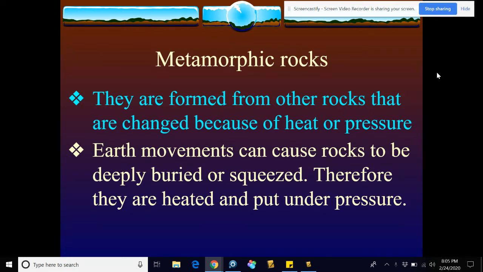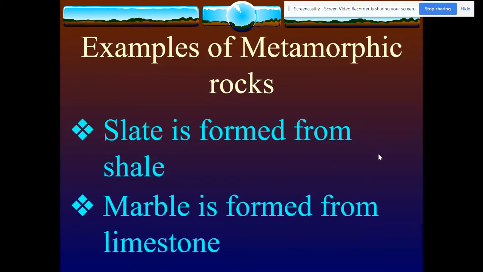So they are heated and then put under pressure, and this can lead to slate, which is formed from shale. So it's kind of a transformation of shale. Marble formed from limestone. We talked about how limestone is usually kind of white or tan in color. Marble has a mix of those two, usually with some of the lines running through it.